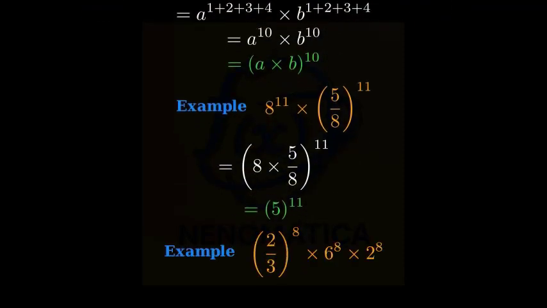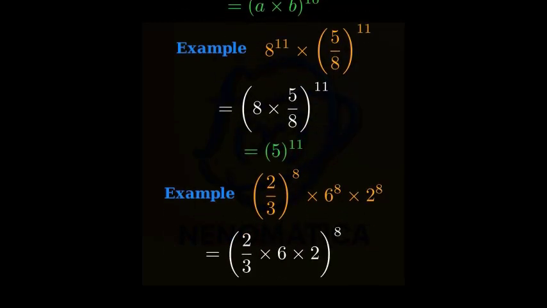The next example is the fraction 2 over 3 to the power of 8 times 6 to the power of 8 times 2 to the power of 8. First, using the product rule, we can combine everything under one exponent as the product of 2 over 3 times 6 times 2, all raised to the power of 8.